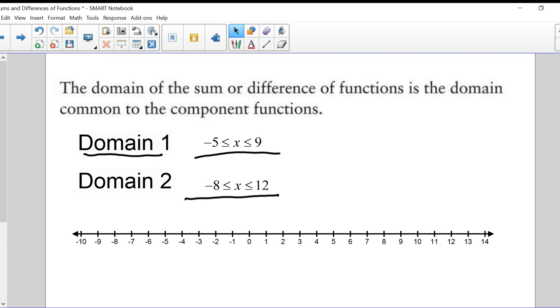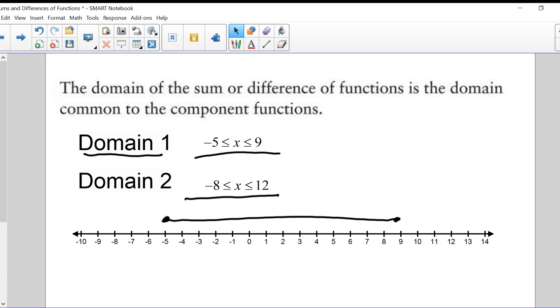Well, it's only where they have common ground. And what I find is the easiest way for me to figure that out is to use a number line. So what I'm going to do is I'm going to put this on the number line right now. The -5 to 9. Now remember that because -5 is included and 9 is included, I'm going to put a solid circle on both ends of that. So I'm going to go from -5, right, all the way to 9. I'm going to put a line that joins those two together, right?